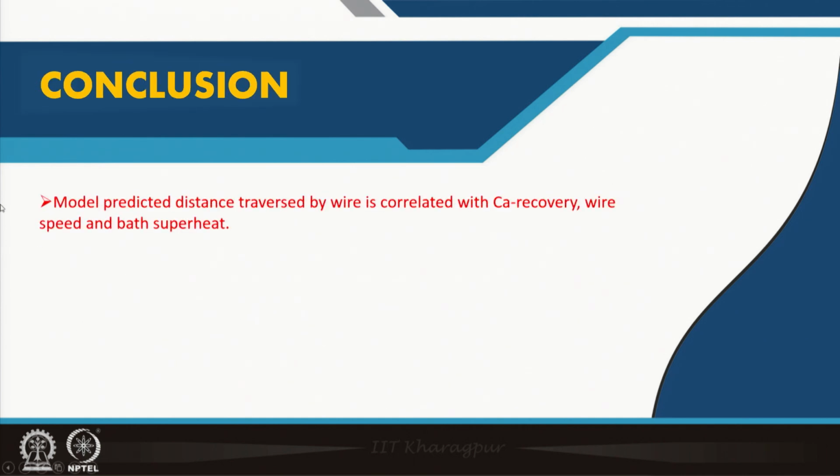So, in conclusion, what we did, basically, is that the model predicted distance traversed by the wire is correlated with the calcium recovery, wire speed and the bath superheat. So, we have seen that under industrial operating conditions, in most of the cases, the operating condition is such that the wire does not melt even after reaching the bottom. In most of the cases there is a delayed melting, that is, the wire does not melt even after reaching the bottom of the ladle. And in case of the cafe, it can be both premature melting as well as delayed melting.